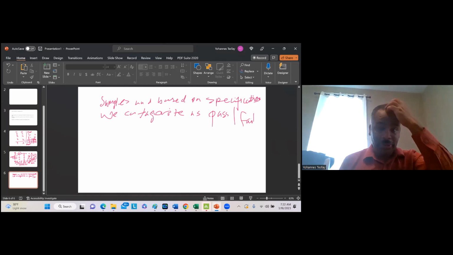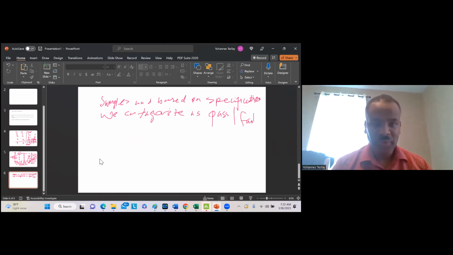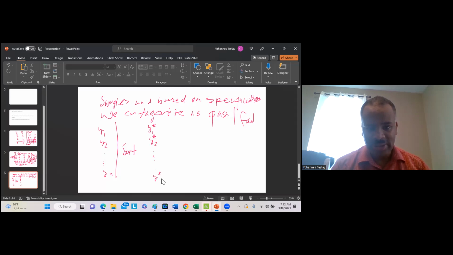So now you're going to think of it this way. Let's say the measurement specification ranges. Now you have the Y measurements, Y1, Y2, and so forth, YN. Now what you're going to do is sort these. When you sort that, you're going to have Y star 1, Y star 2, and so forth, then Y star N. You already sorted it.